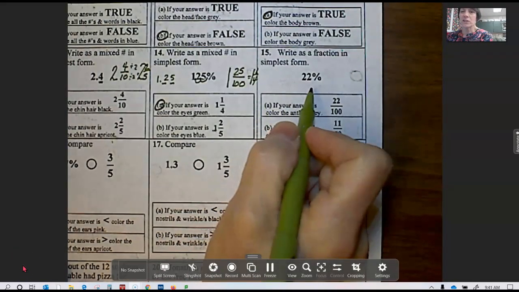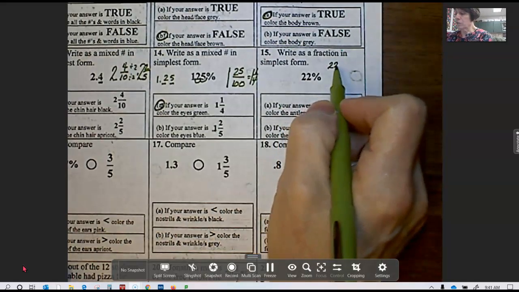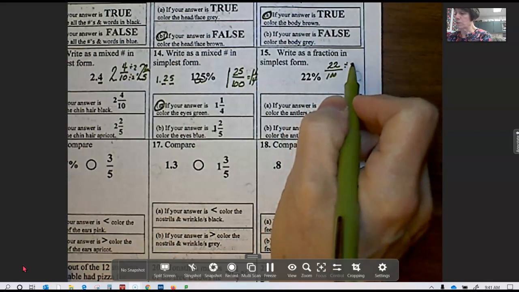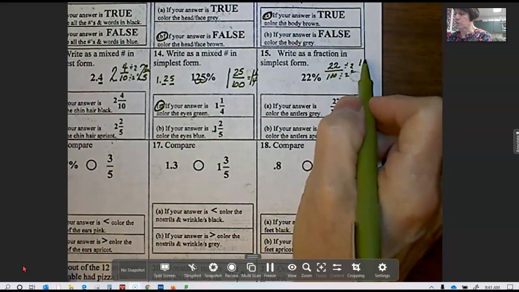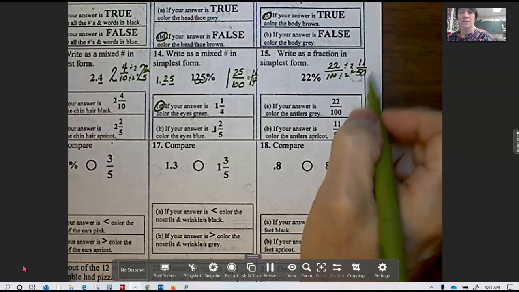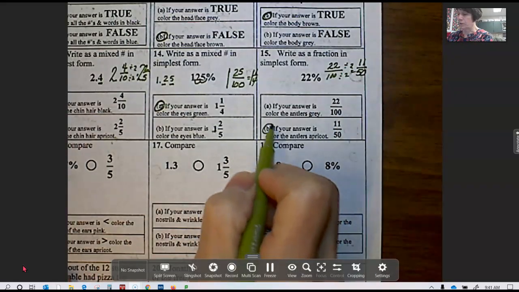Next one, writing as a fraction in simplest form. So we know that percents mean out of 100. So this is 22 out of 100. Those are both even, so at least we can divide them both by 2. 22 divided by 2 is 11, and 100 divided by 2 is 50. I can't divide 11 and 50 by the same number, so we are done, and that will be B there.